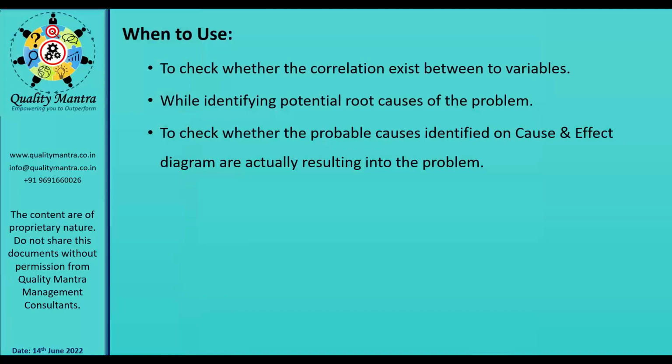These are the various kinds of correlation patterns you can have. Then when you are going to use it, like I already told, whenever you suspect some correlation between the two variables, you are going to use it. When you want to identify the potential root causes of the problem, that time you use it. When you want to check whether the probable causes which you have identified on the cause and effect diagram are actually resulting into the problem or not, so that correlation you can do.